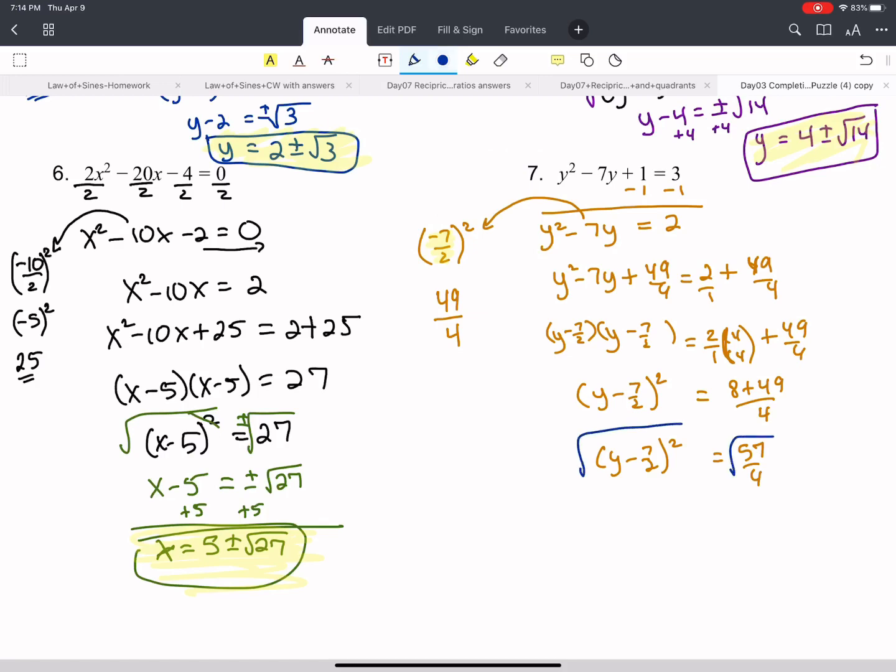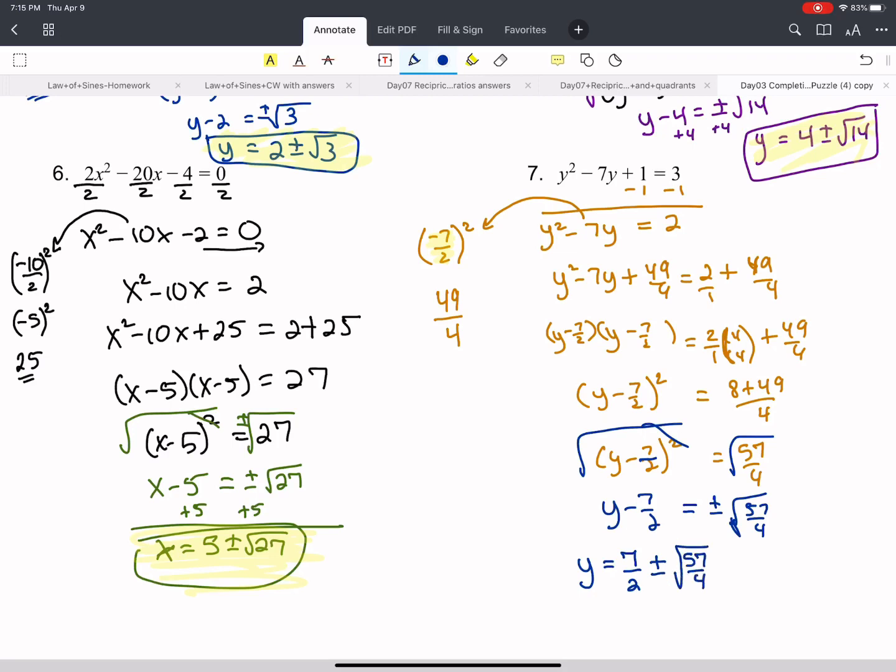So square root. So that's 7 over 2. So this is y minus 7 over 2, because those canceled, is equal to plus minus the square root of 57 over 4, the whole thing. And so now y is equal to, you add 7 over 2 to both sides. So that becomes positive 7 over 2, because I added to both sides, plus minus the square root of 57 over 4.